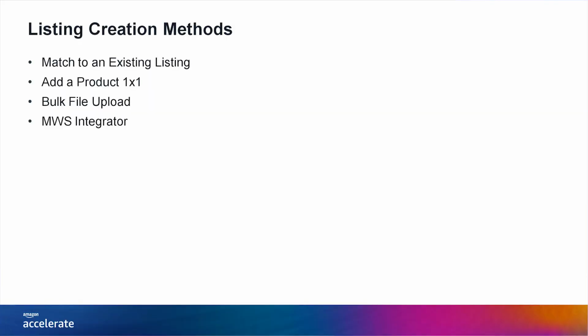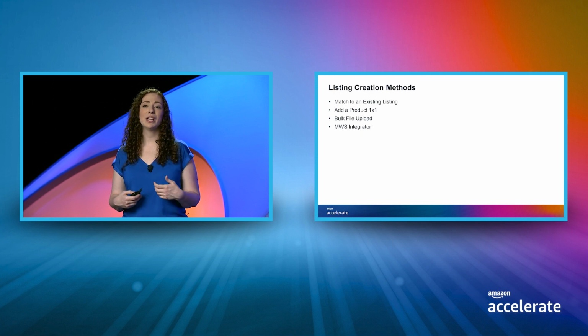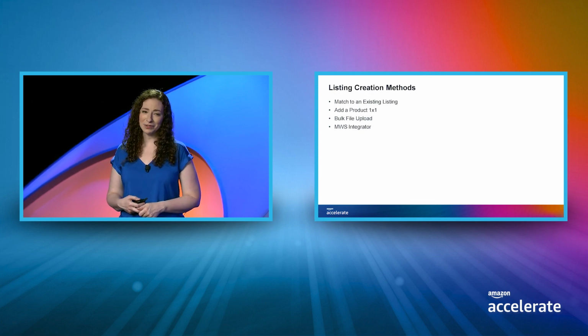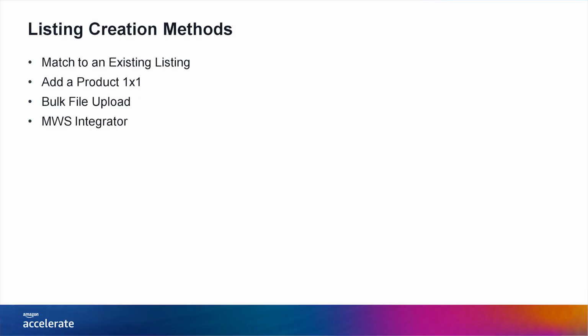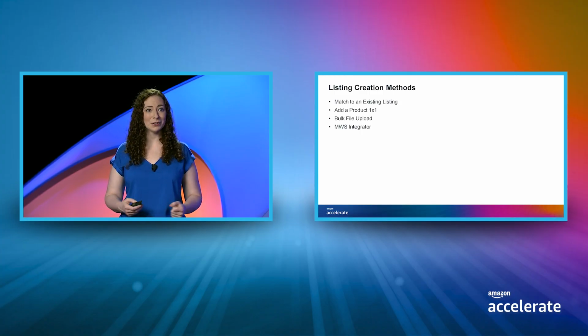There are 4 different methods for creating a listing. If you plan to list an item that is already in Amazon's product catalog, such as a book, you'll want to use the one-to-one tool to match to an existing listing. The one-to-one tool is also recommended if you're creating new product listings and have less than 25 SKUs. The bulk file upload is recommended if you have greater than 25 SKUs or if you have product variations, such as different scents of the same candle.